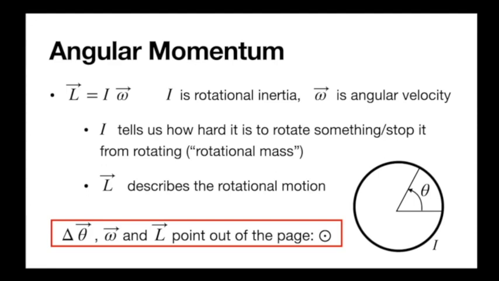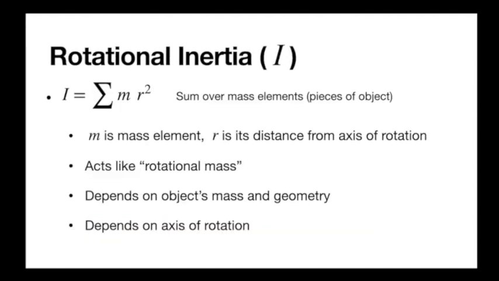And L describes the angular momentum. So let's figure out how to calculate rotational inertia I. This is the expression for it: the sum over m r squared. This sigma sum just means we're summing up all of the pieces of an object, each mass element. For each element I add up its m times r squared, where m is the mass of that mass element, and r is the distance from the axis of rotation.